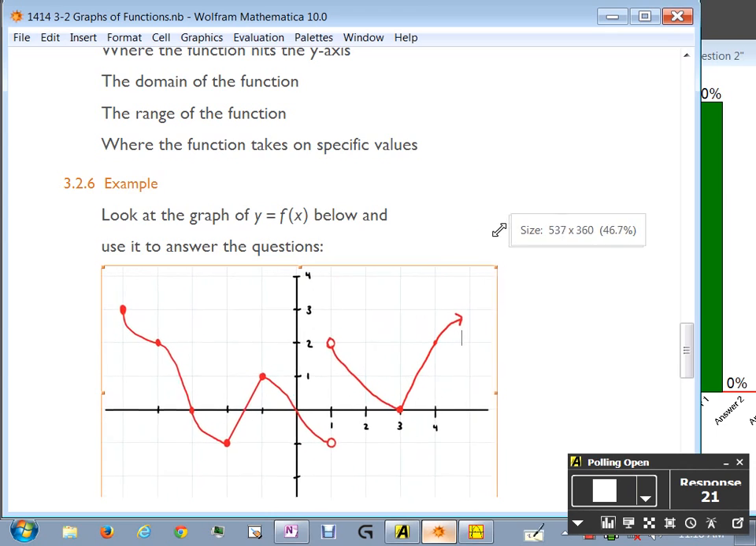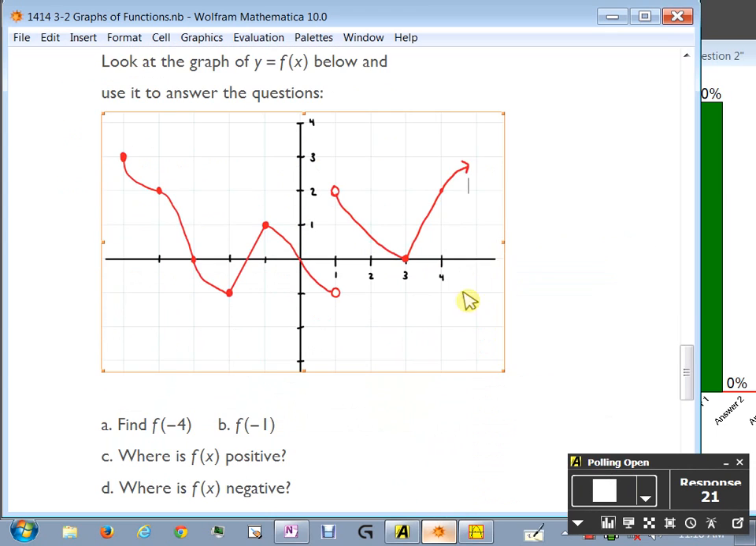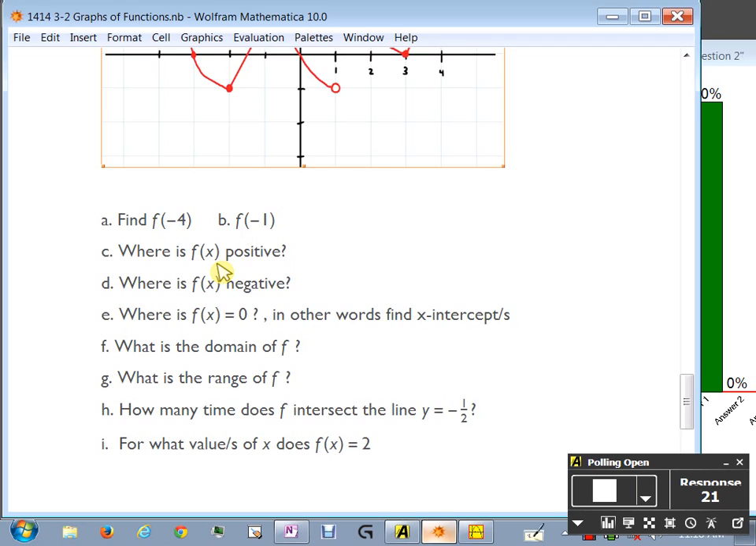So we're going to do this example here, and we're going to figure out this right here. All right?